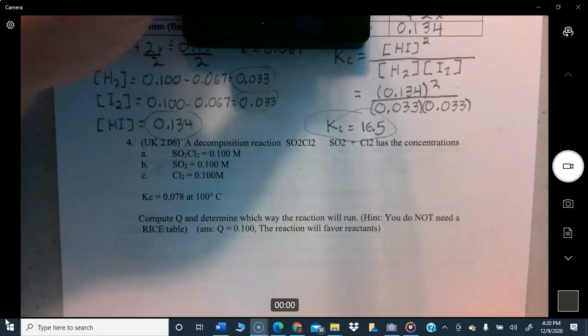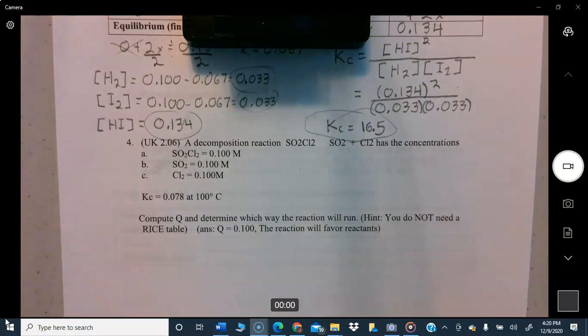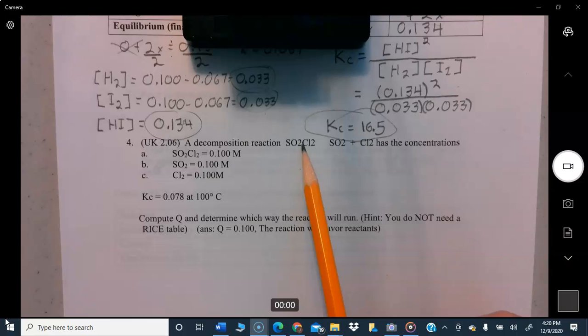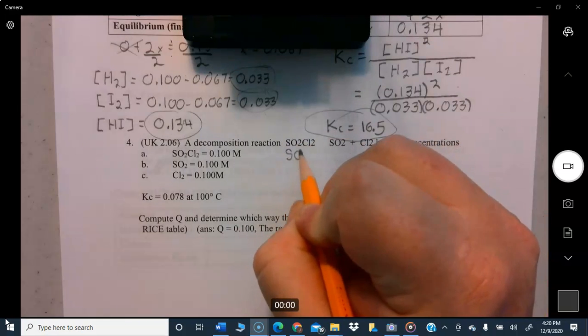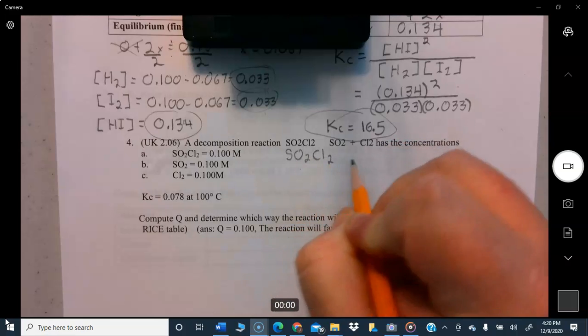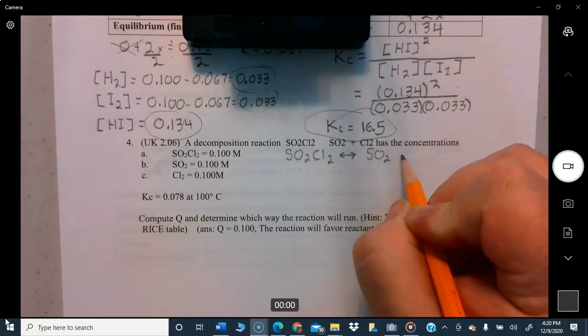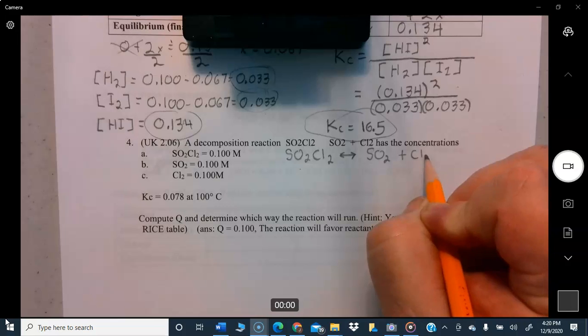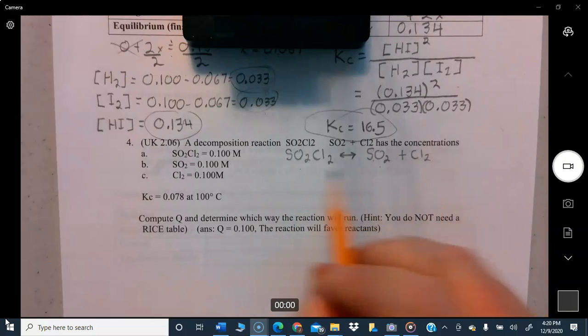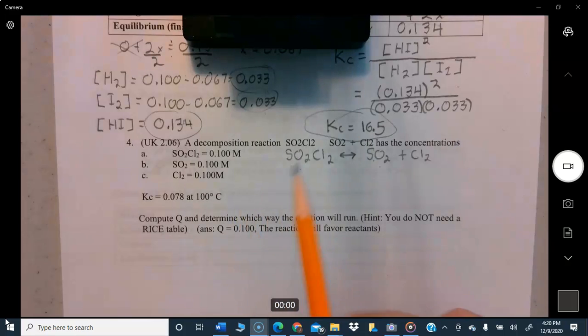Okay, number 4. Decomposition of this. And again, this should have been lowercase, so let me write it properly. And there should have been a double arrow there in SO2, so that wasn't good. One thing you want to be sure of when you write that out is that it's balanced. And yeah, it's balanced. So that's all good. Okay, so decomposition, and it has concentrations of this, this, and this, and a Kc.